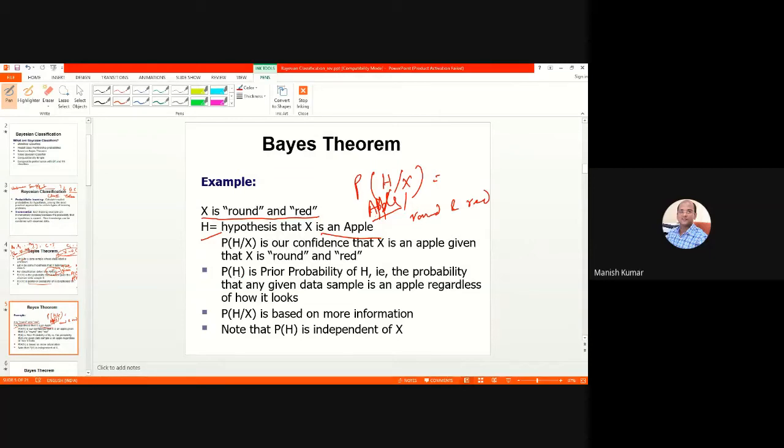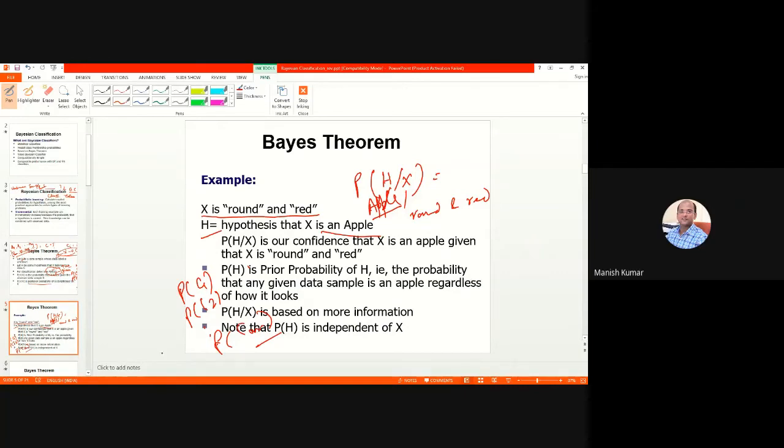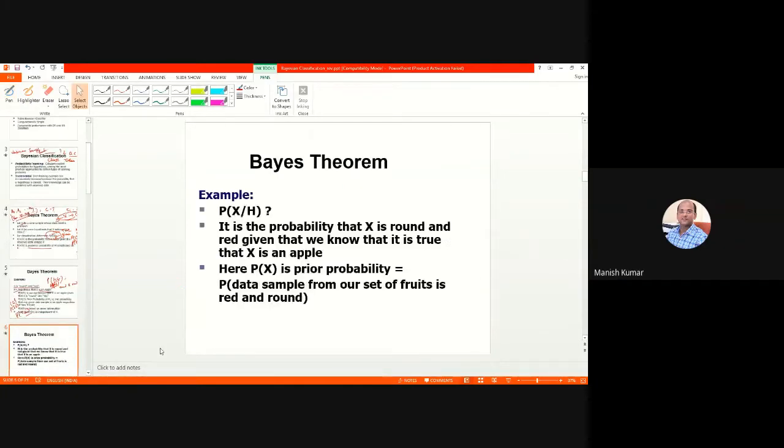Now, certainly I'll be looking for P(H), P(X) and all. P(H) is the prior probability of H. That is the probability that any given data sample is an apple, regardless of how it looks. So when I say P(H), I'm looking for P(C1), P(C2), and P(Cm). I'm just looking for the probability of class 1, class 2, class m. So this is known as prior probability. Always remember that when you look for prior probability P(H), it will always be independent of X.